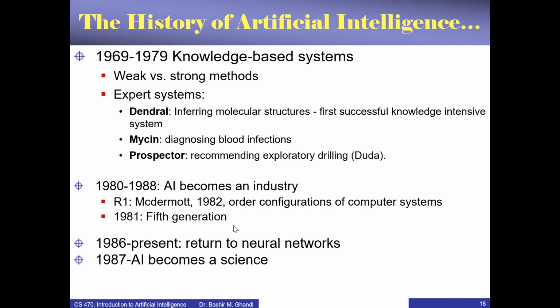1987, AI became a science. Previously, AI development was achieved through the efforts of individuals whose experiments were not really validated, and there was no way to replicate those experiments elsewhere because there was no data, no code to compare, and so on. However, by 1987, things began to change.